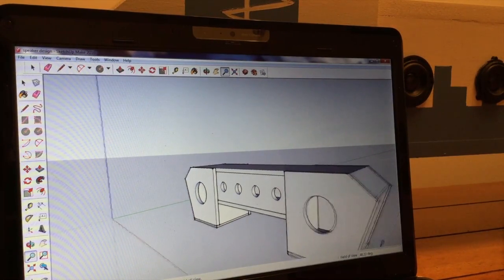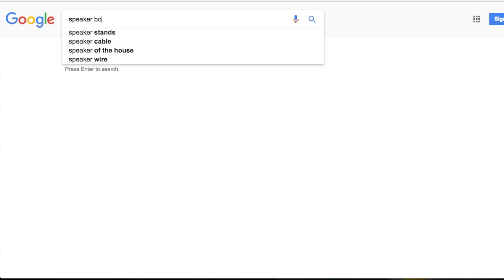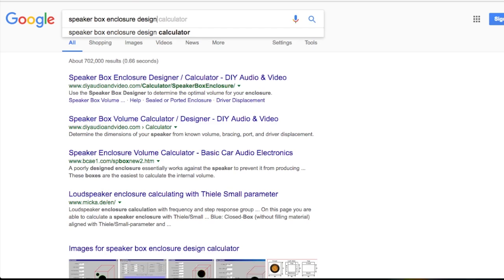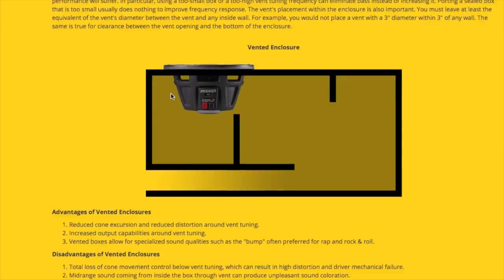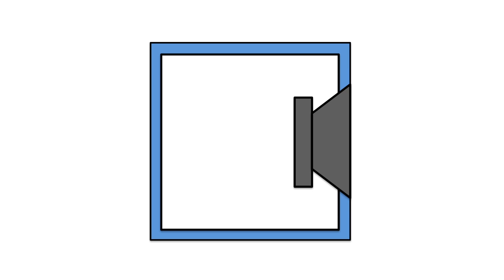Now just to make this clear, I am not an expert on speakers and their enclosures. In fact, I'm not even close, but with some online research, I learned a lot about speaker enclosure design. As a hobbyist, I chose to make a sealed speaker enclosure.